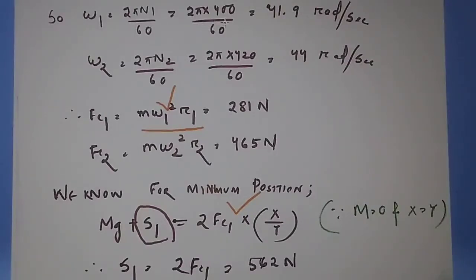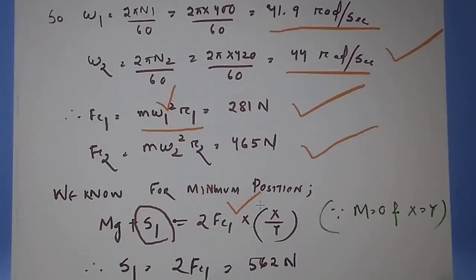Putting in the values, 2 pi into 400 by 60, that is 41.9 radian per second. Omega 2 is equal to 2 pi into 420 by 60, that is 44 radian per second. Fc1 is equal to m omega 1 square R1, that is 281 Newton, and Fc2 is equal to m omega 2 square R2, that is 465 Newton.